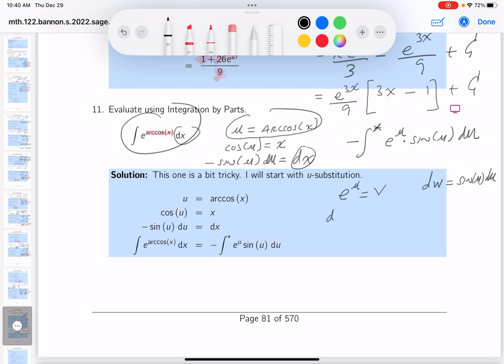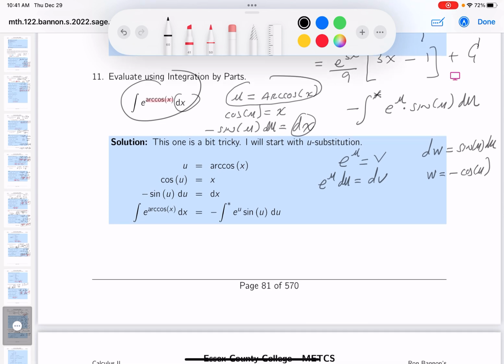So you get, going backwards there, e to the u du is dv, and this w would be minus cosine of u. All right? So let's see if that's going to be helpful. Again, we're doing this guy over here. And let's write this down. So it's going to be minus, let's see, minus cosine of u, and then it's going to be e to the u.